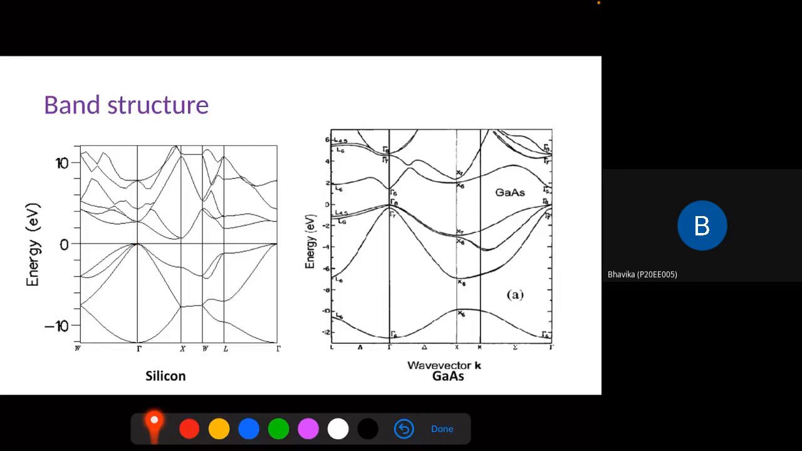Normally, when you look at silicon, for example, silicon, as you know, is an indirect band gap semiconductor. Gallium arsenide is a direct band gap semiconductor. But graphene is semi-metallic. It is kind of a zero band gap material because of this unique hexagonal lattice.